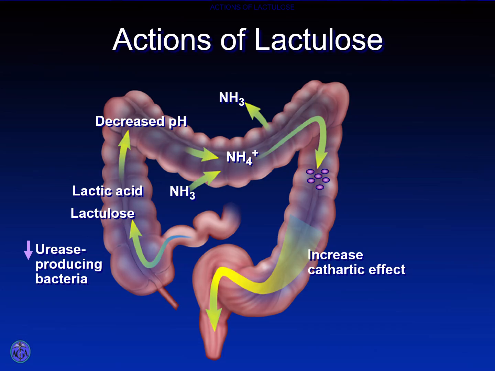This slide depicts the actions of lactulose. Lactulose is a disaccharide. It is metabolized in the colon to lactic acid. Lactic acid will decrease the colonic pH. The decrease in colonic pH will lead to a decrease in the urease producing bacteria that give ammonia. Also, the decrease in pH will give an extra proton. This extra proton will transform ammonia, which is NH3, to NH4+, which is ammonium. Ammonium is excreted in the stools and is not absorbed into the bloodstream. Also, lactulose acts as a cathartic on the colon.